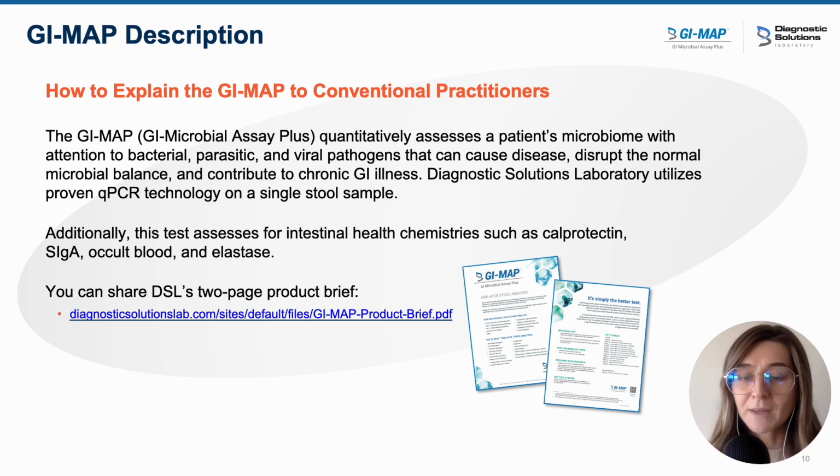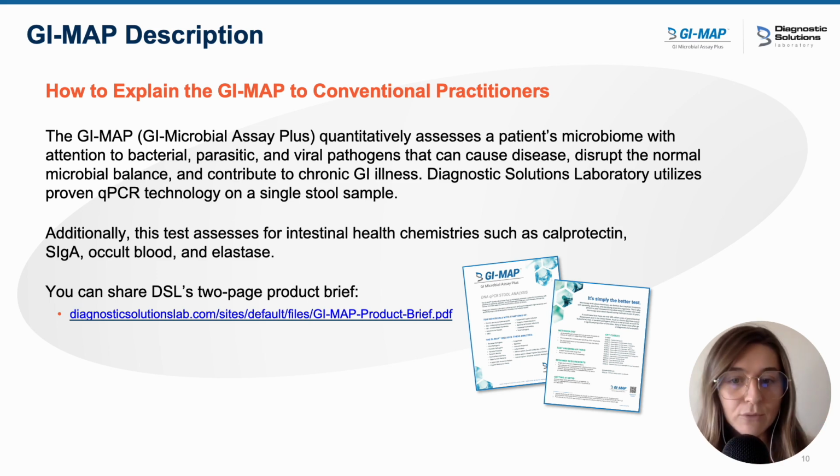The GI map is going to quantitatively assess an individual's microbiome, paying specific attention to bacteria, parasites, and viral pathogens that can cause disease, that can disrupt the normal microbial balance, and can contribute to chronic GI illnesses or symptoms. Okay, and Diagnostic Solutions utilizes quantitative PCR technology on a single sample to actually identify these targets.